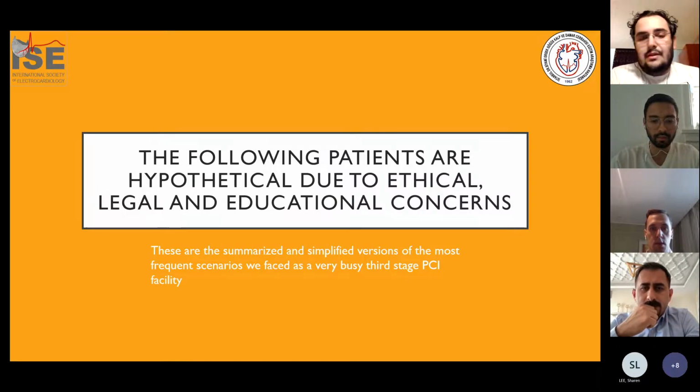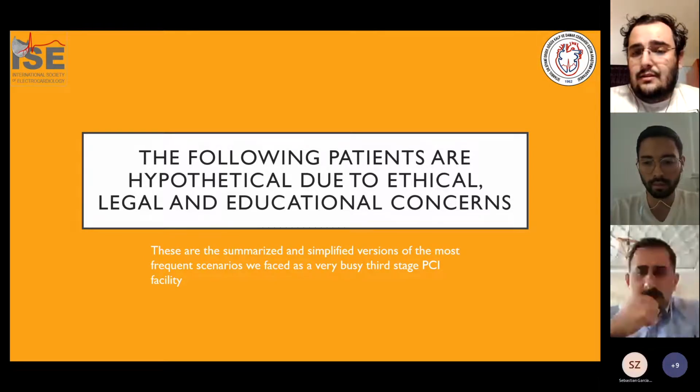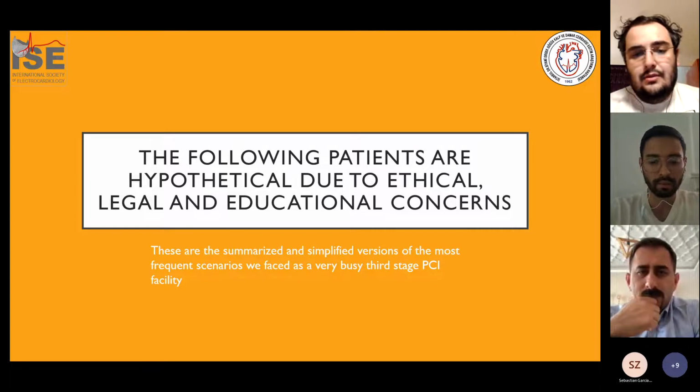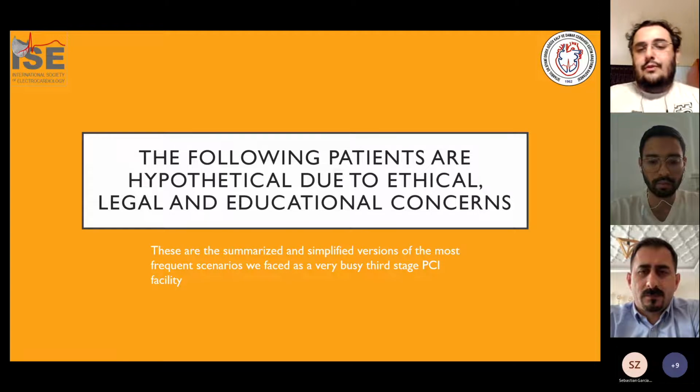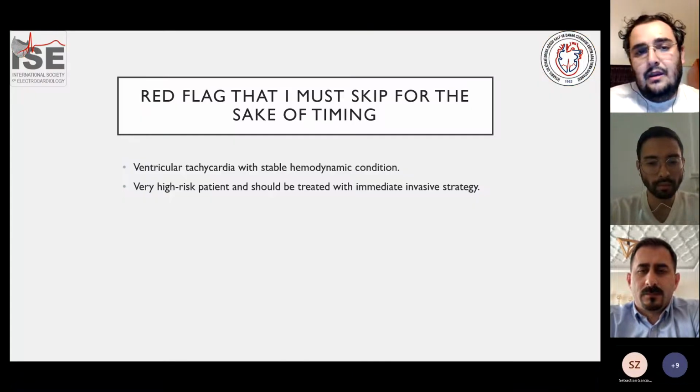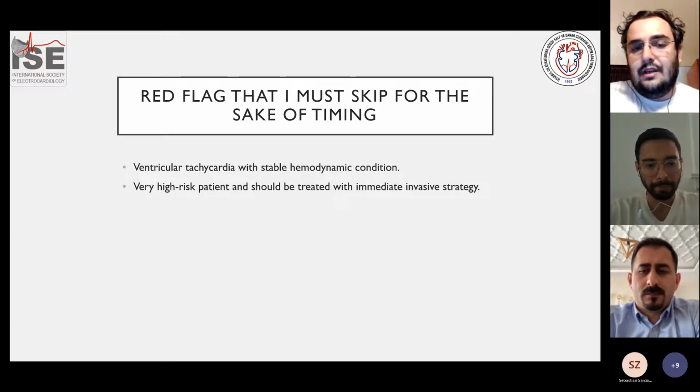I will use some patients to demonstrate what I want to say, but these following patients are hypothetical due to ethical, legal, and educational concerns. These are summarized and simplified versions of the most frequent scenarios we face as a very busy third-stage PCI facility. For the sake of timing, I must skip some of these, especially ventricular tachycardia patients with stable hemodynamic condition. As a life-threatening arrhythmia, this patient is clearly a very high-risk patient, and sometimes it's hard to determine if a rhythm is really a ventricular tachycardia, but this is another presentation's topic.